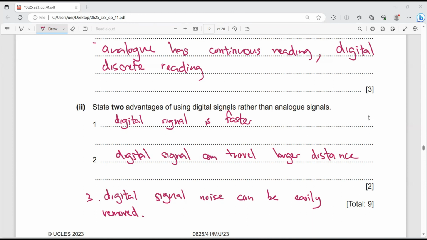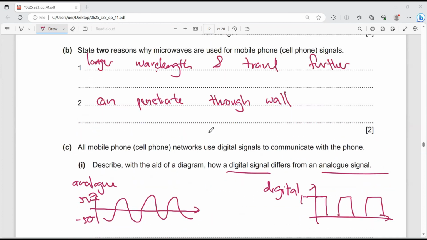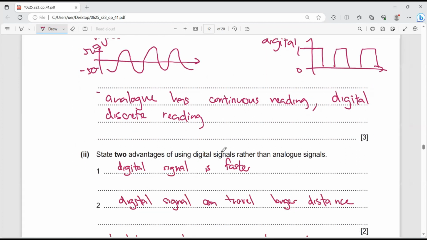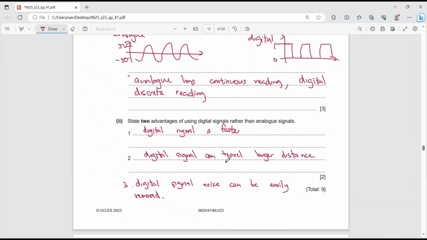This is the graph of analog output. This is the graph of digital output, 1 and 0 only. Advantage of analog: continuous reading, you get continuous data coming in, different readings.